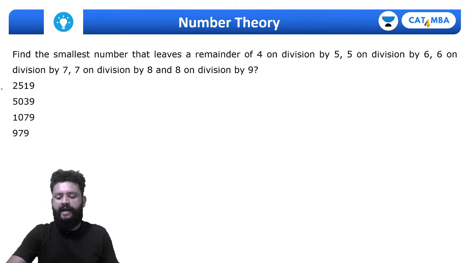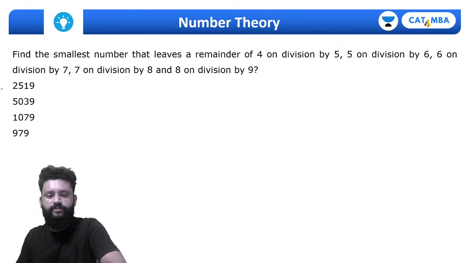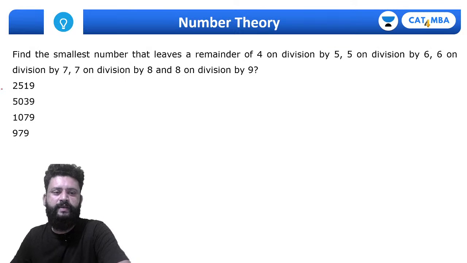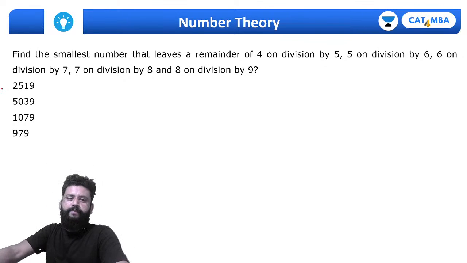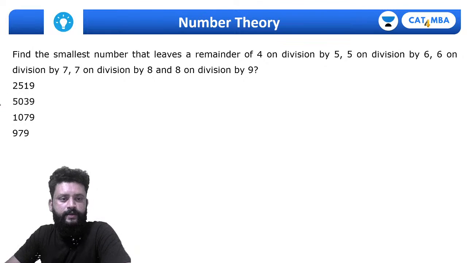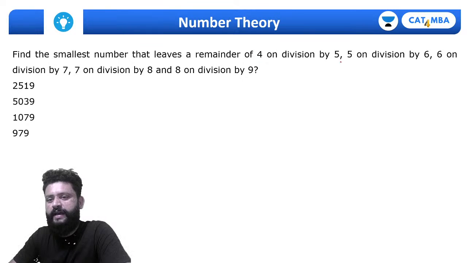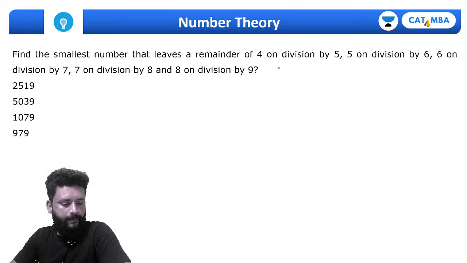Try this one. These are typical questions from LCM HCF. Not a big deal. ये सारे snap pattern के question भी हैं, तुम इसे बोल सकते हो. They keep repeating in other MBA entrance exams as well. So find the smallest number that leaves remainder 4 on division by 5. How many of you remember the direct shortcut to solve this question?